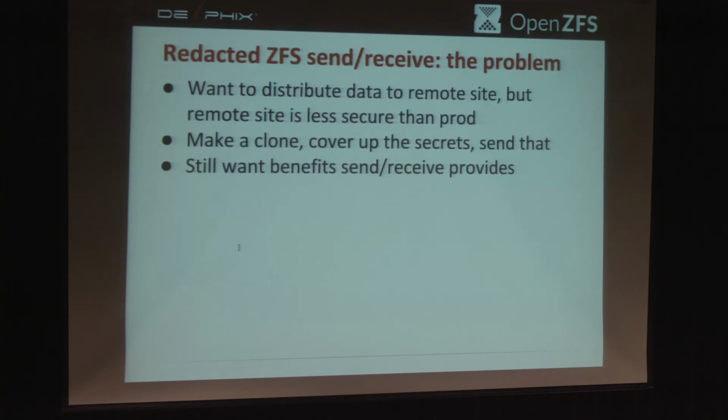So let's say you have a big database or a big set of files, and they contain sensitive information like social security numbers or credit card information or medical records that you can't just send to whatever system you want. But you want to give this to your developers or analysts somewhere else outside of your production zone. So one way you could do this with ZFS is that you could make a clone, cover up all of the secret or restricted information with other stuff, and then send that.